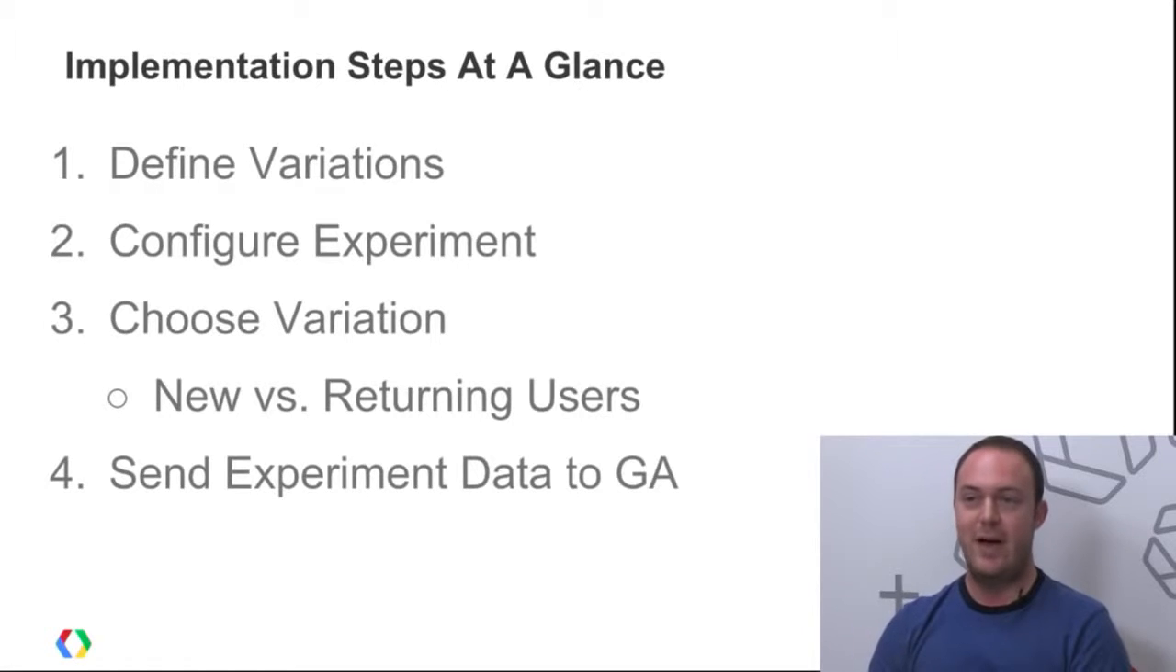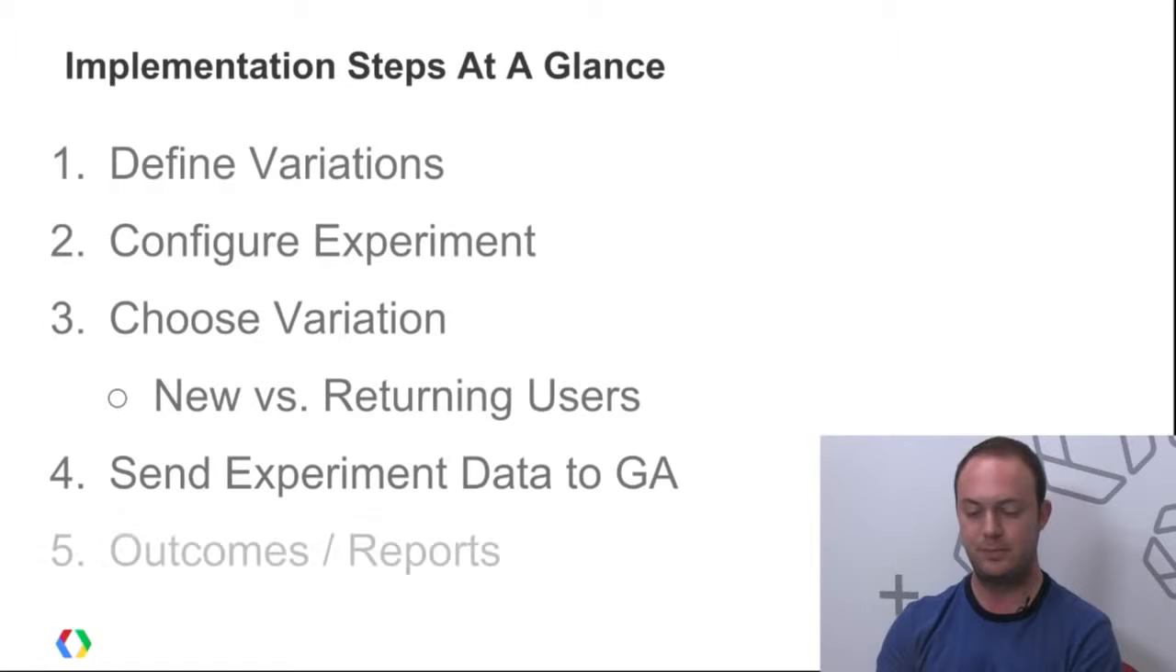Once you've decided which variation to show them, and you've actually shown them the variation, then you need to send data back to Google Analytics to indicate this. So what experiment are we talking about, and what variation did you show that user? This gets sent back and is actually part of the pipeline for processing, and will end up affecting your reports. And we'll get a little bit into that later on.